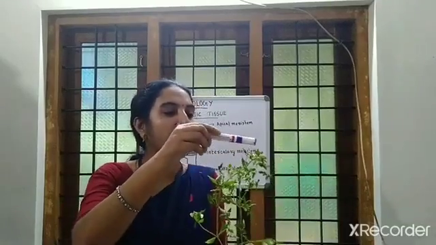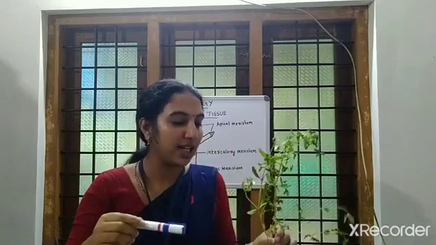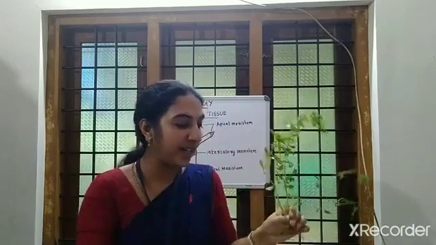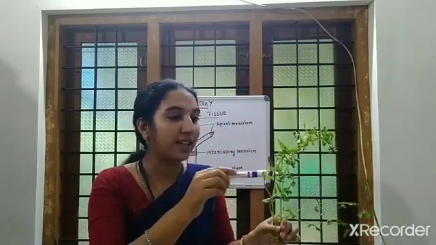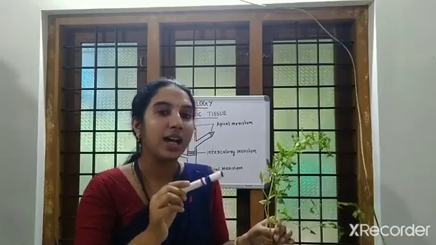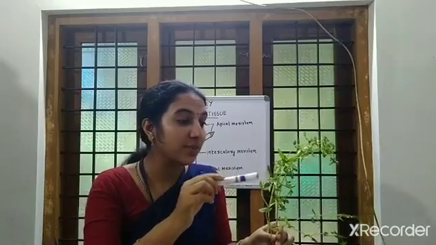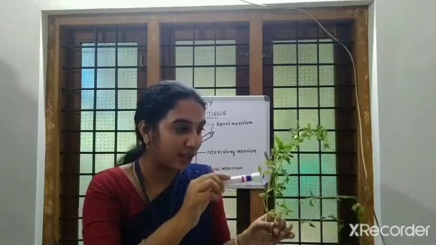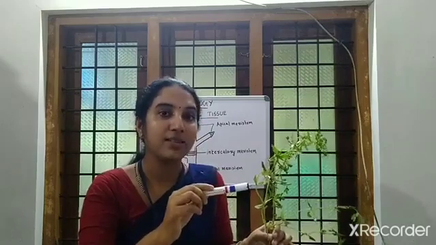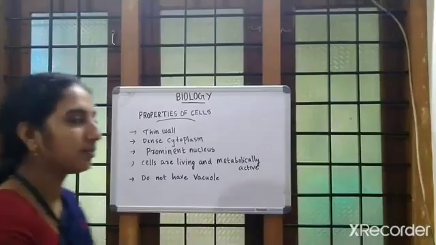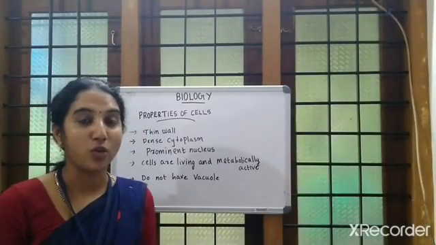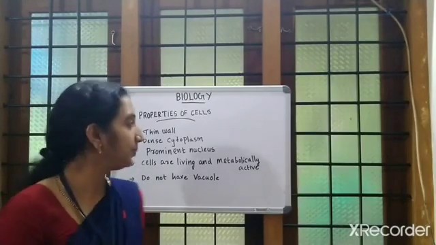Now let's have a look at this plant body. This is the tip portion where apical meristem is seen. The apical meristem is found in shoot tip and root tip, and the lateral meristem is seen inside the stem on both sides, and the intercalary meristem is seen between the two nodes. These are nodes, and between nodes intercalary meristem is seen. Understood? Now let's have a look at the properties of cells that constitute the meristematic tissue.